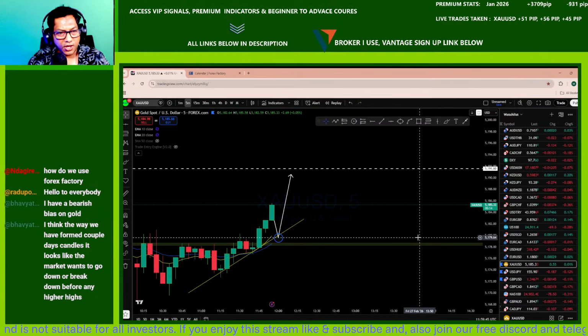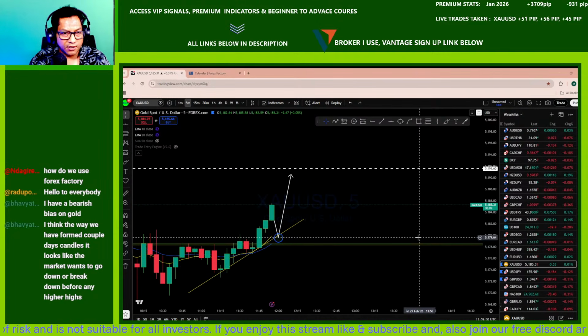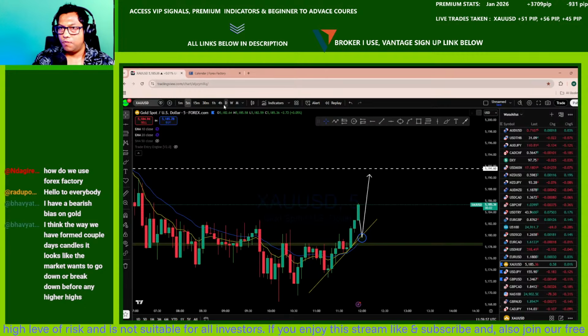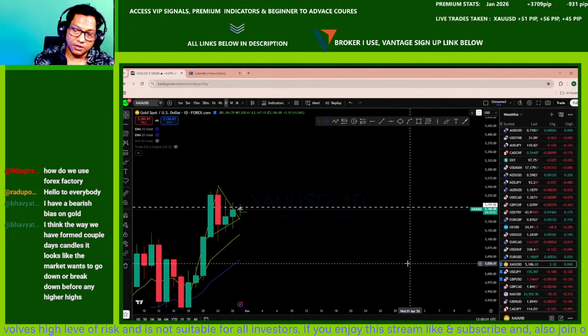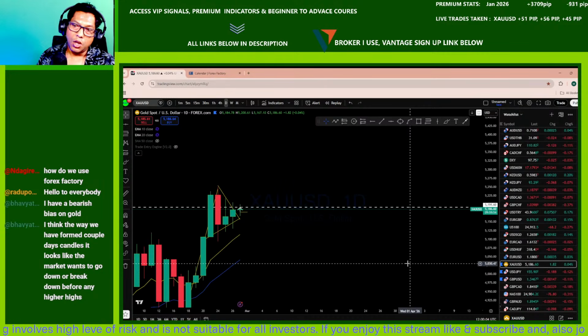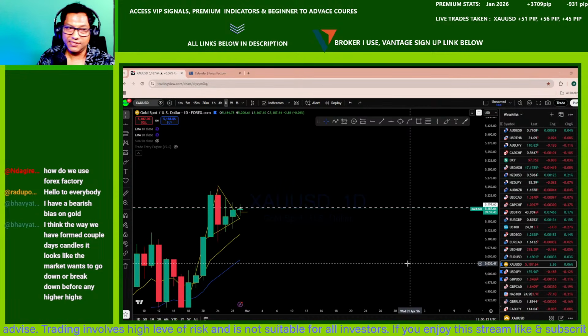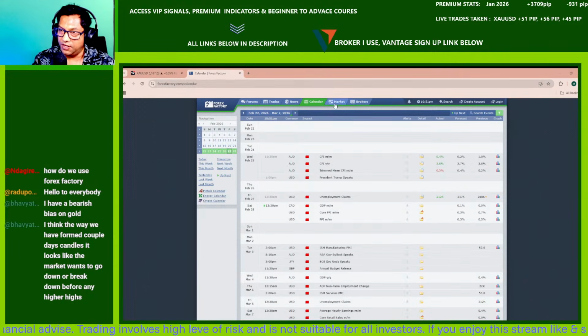I think the way we have formed a couple of daily candles, it looks like the market wants to go down or break down before any higher highs. So if we look at the daily, there is a very high chance the market will first break below before going up, unless there is some incidental event happening.